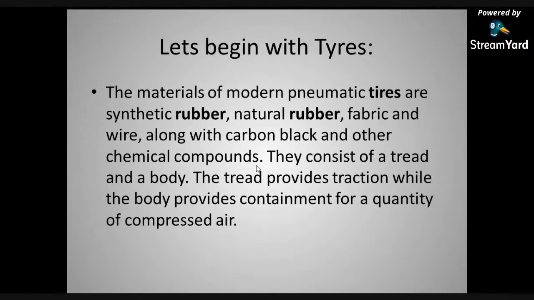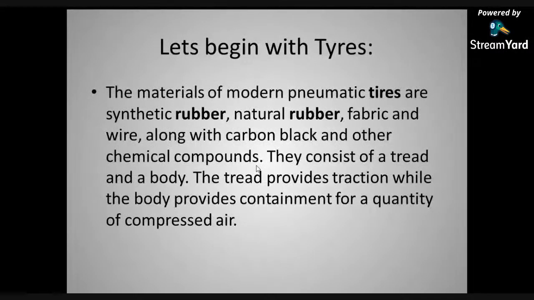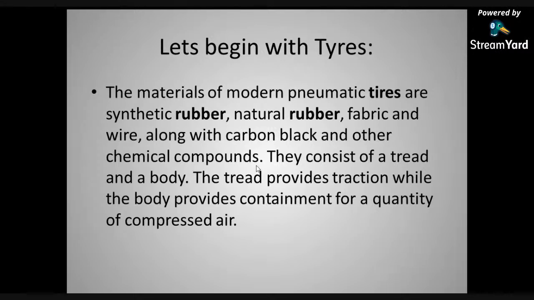So most tires use air in their air tubes. Such tires are called pneumatic tires. And these are the most common and commercial tires which we find in the market. And these are also the tires which are used in daily life cars. So guys, now you have to know about the material which we use in such tires. Most of the materials in recent times are synthetic rubber. Before, they used to use natural rubber and also fabric, wire, along with some carbon black.